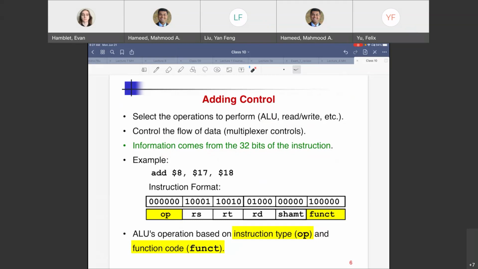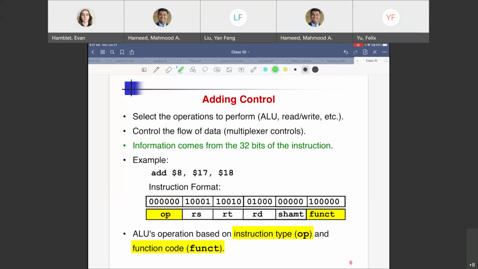An example here, add 8, 17, 18. What does it do? Takes the contents of register number 18 and 17, adds them up, puts the result in register number 8. Destination first, right? So your opcode field is 0. How do we know that the opcode field for add is 0? All zeros, 6 zeros. Look at the MIPS reference sheet. You will be able to see that add is all zeros.